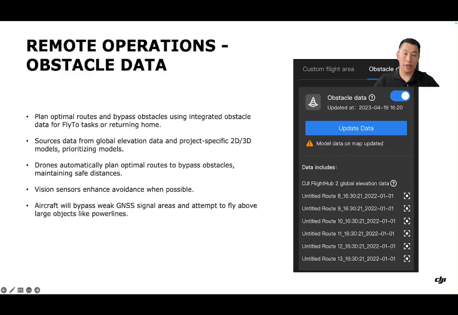You're able to use integrated obstacle data to plan optimal routes and bypass obstacles for flight to tasks or returning home. This data is sourced from the global elevation data and project-specific models.